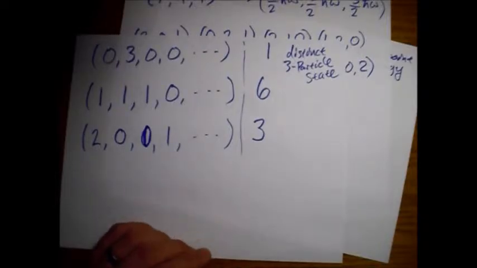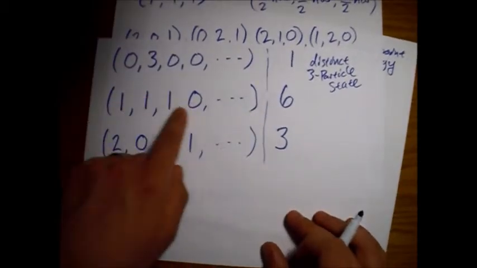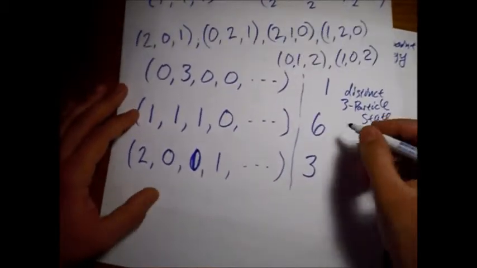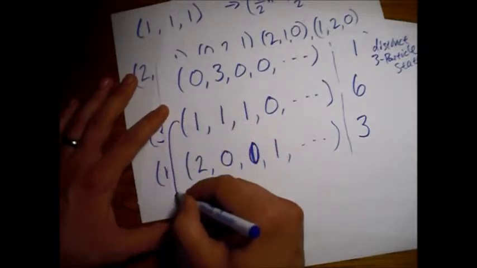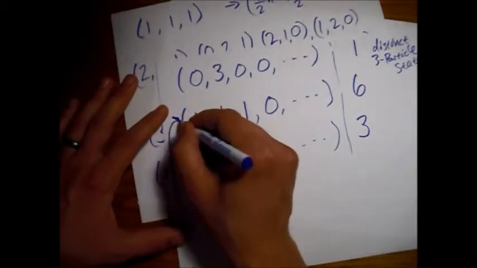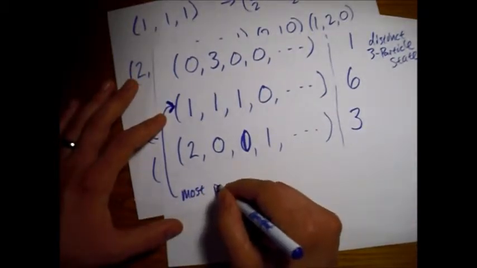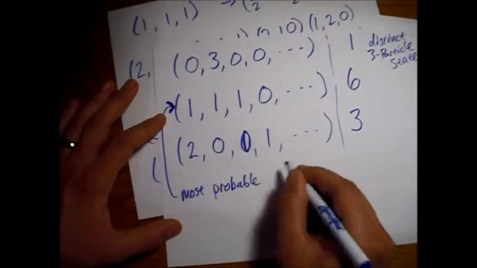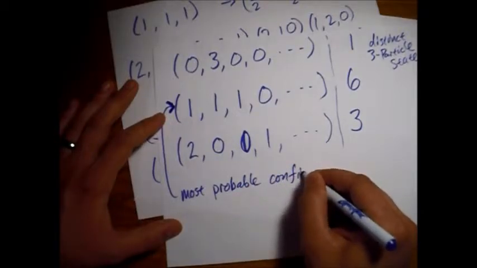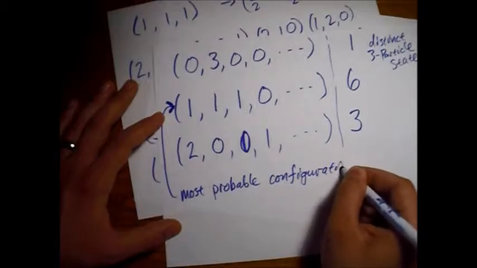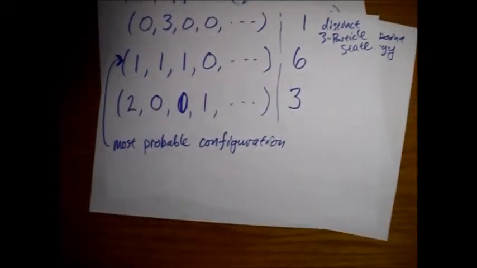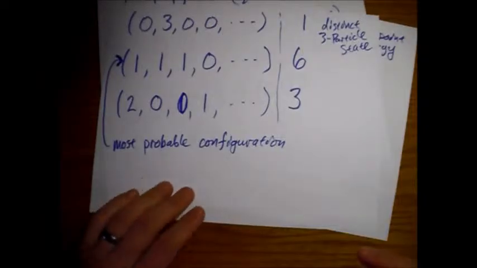Okay. What is the most probable configuration? Well, it's this one right here. Okay. I'm just going to draw a little arrow. The most probable configuration. If you picked a particle at random and measured its energy, what values might you get, and what is the probability of each one? All right, so here we go.